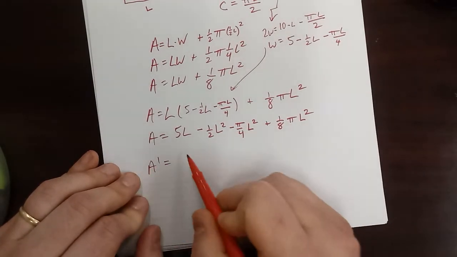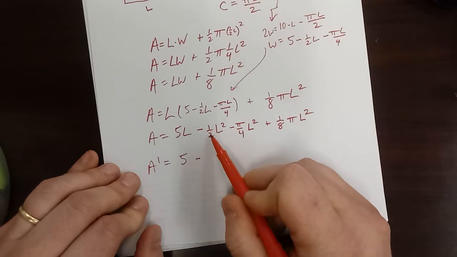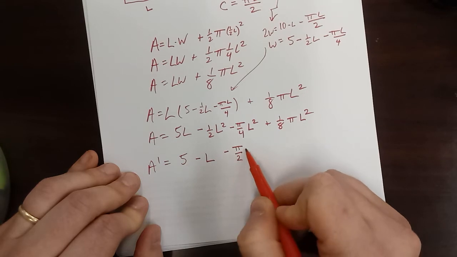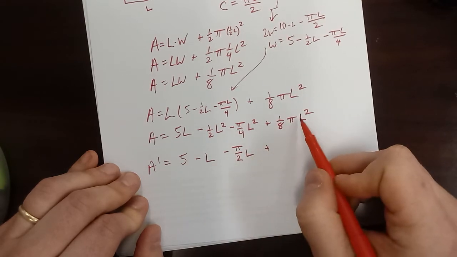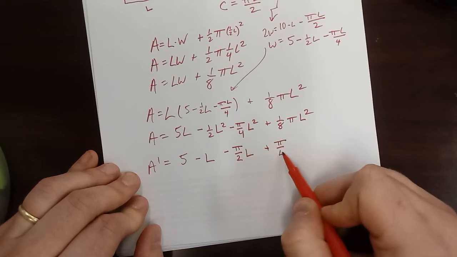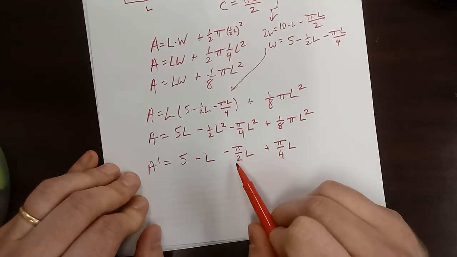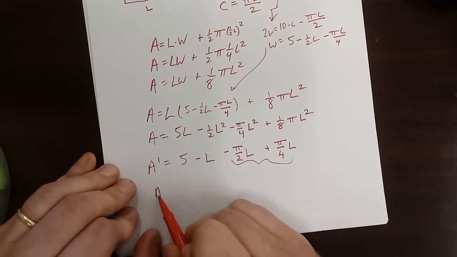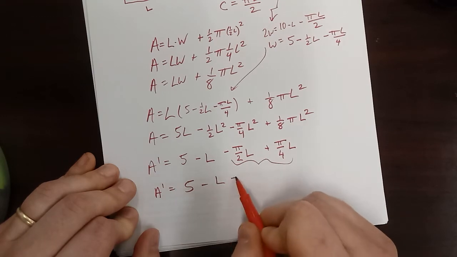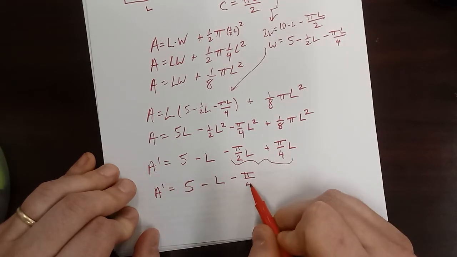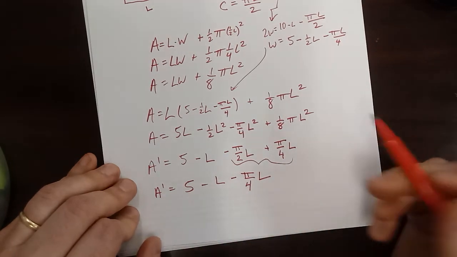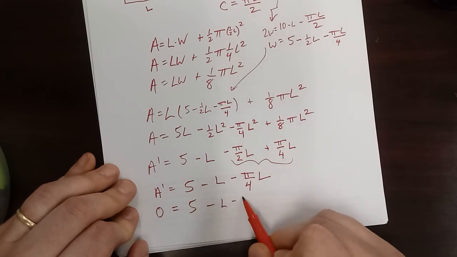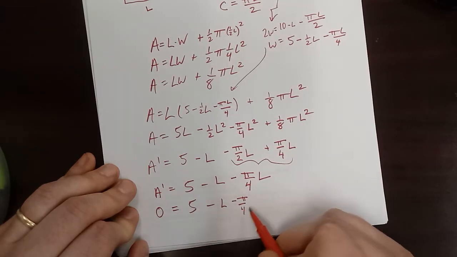My area prime is going to be 5 minus, the 1/2 and the 2 will cancel, so we'll have minus L. This will be minus pi over 2 L, and this will be plus pi over 4 L. So minus pi over 2 plus pi over 4, that's minus 1/4 pi. So area prime is equal to 5 minus L minus pi over 4 L. Set this equal to 0, and I'll get 0 is equal to 5 minus L minus pi over 4 L.